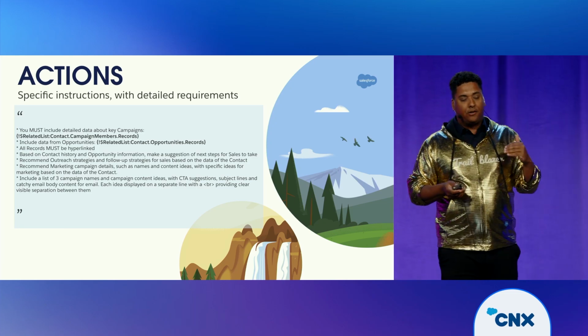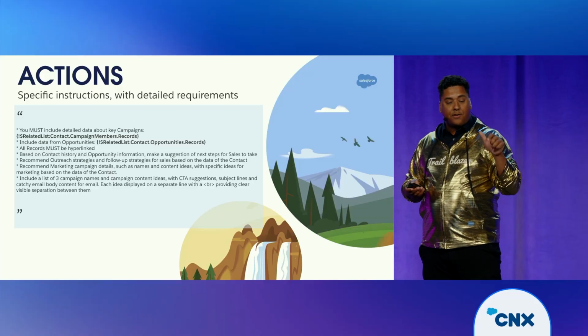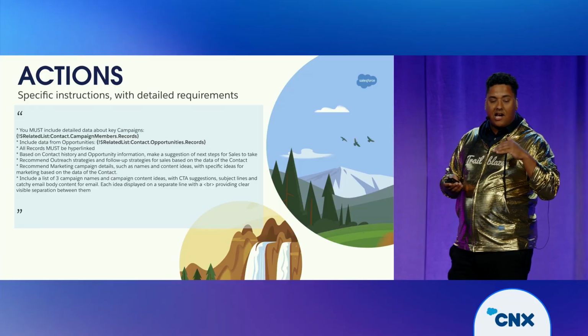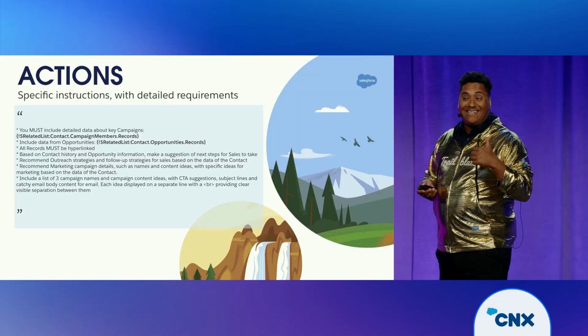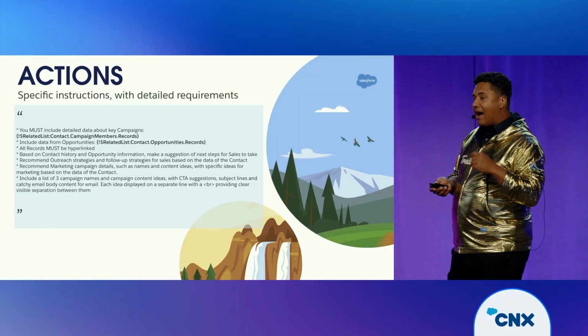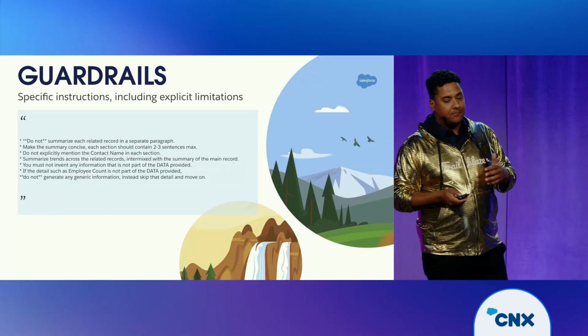Records must be hyperlinked. Based off of a contact role and opportunity information, we need to make a suggestion of the next step for a salesperson to follow up with. So we're being very specific and detailed on the actions that we're having our agent produce for us.